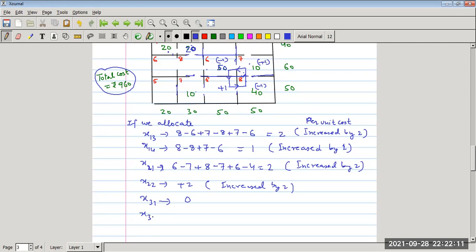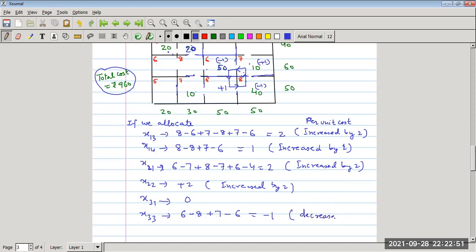Now x33. Now we have to check कि इसमें net cost में change क्या आएगा. So in first it is increased by 6. Second it is decreased by 8. Third it is increased by 7. Fourth it is decreased by 6. So we get 6 plus 7, 13. 8 plus 6, 14. So it is reduced by 1. So if we allocate some item in this, cost is reduced by 1. We can say it is decreased by 1.